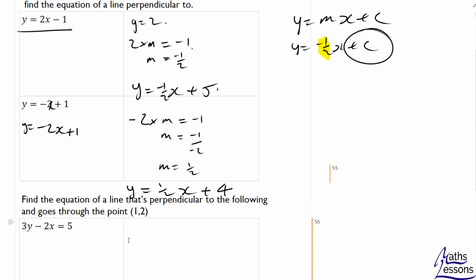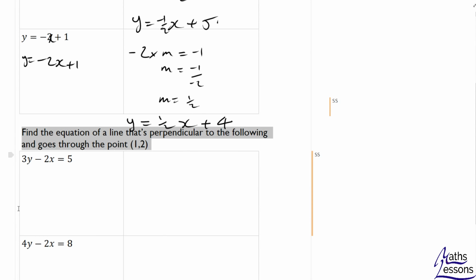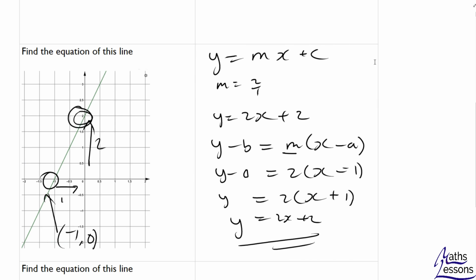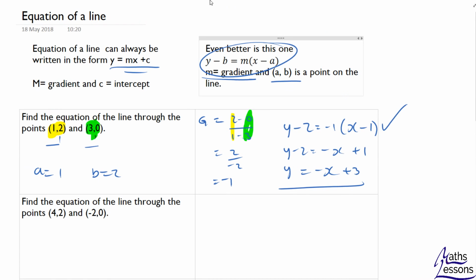Now we're going to extend this even further to a slightly more complicated problem. First of all, we're going to find the gradient of this line, which is going to involve some rearranging. And then you're going to use the form where you actually have to find the equation of a line through a point. So the formula for the equation of a line that we did back here, you've got to use that. So it might be worth copying that down quickly before you attempt this next question. So y minus b equals m times x minus a, where the point (a, b) is on the line.